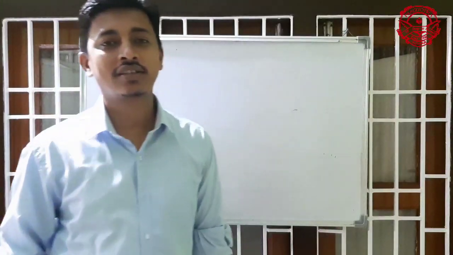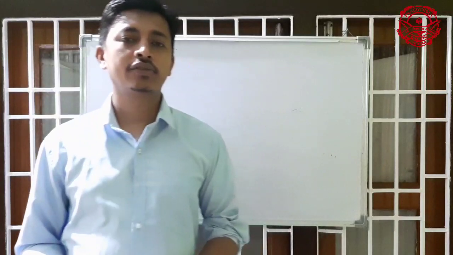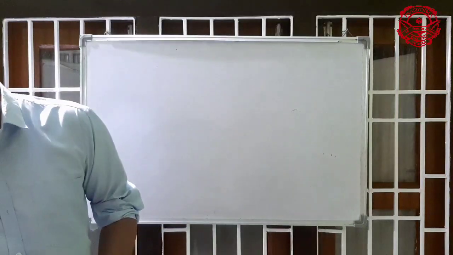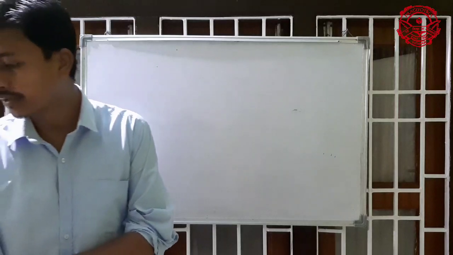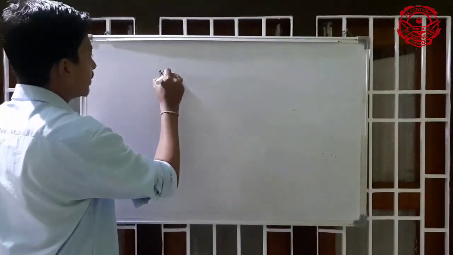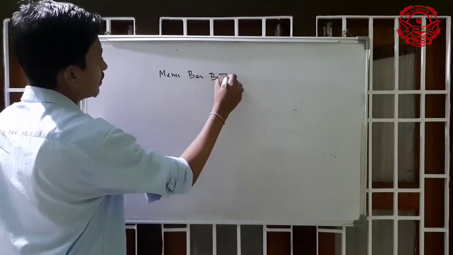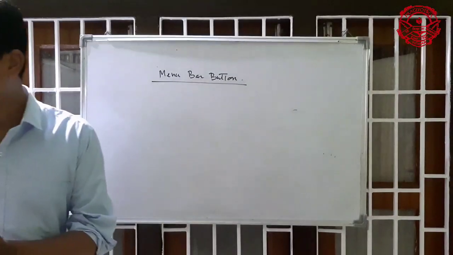Today we will discuss the next topic, chapter number 12, basic concept of web browser. In the previous class we discussed Internet Explorer and the options. Now today again I will discuss Internet Explorer's other various options. That is, today we discuss the menu bar button. In the menu bar button, what happens?